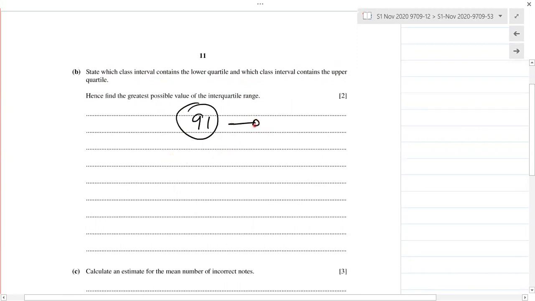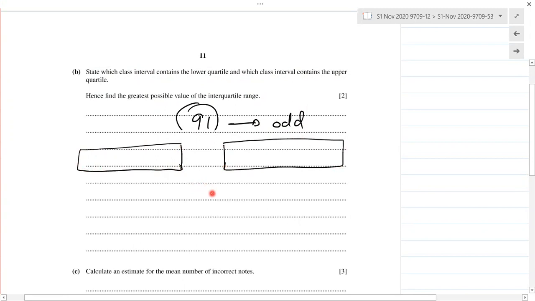Now we know that 91 is an odd number. So if we have to find halfway, how many values will we have over here, how many over here, and what is going to be our center value? The center value would be the 46th value, with 45 on our left and 45 on our right, which is going to be Q2, the median. But it's not asking for the median. So now we know we have the first half of the data as 45 values.